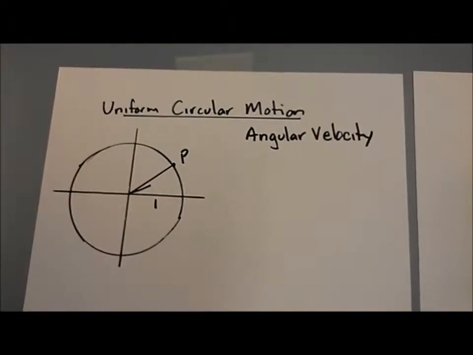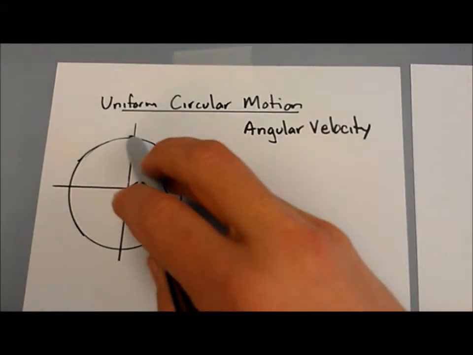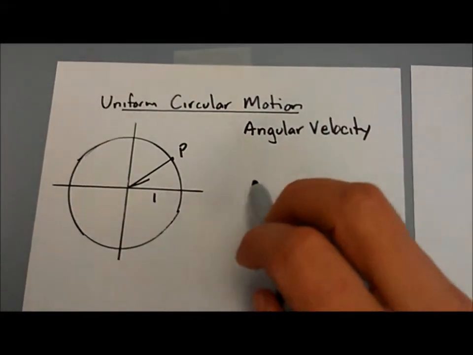Okay, I want to have a look at uniform circular motion. So we're going to look at a particle moving around a circle. The first thing I want to do is a couple of definitional things.